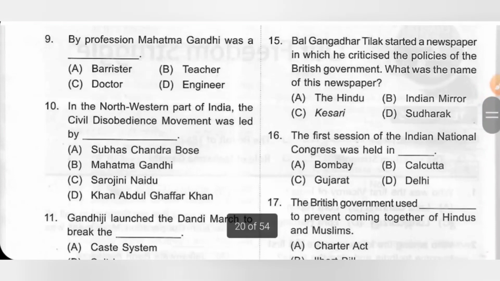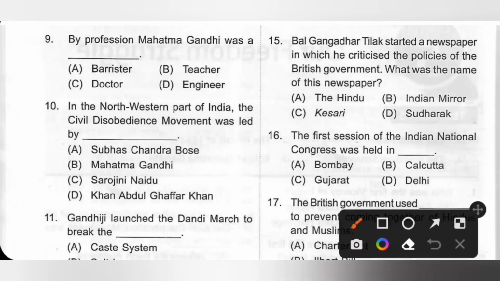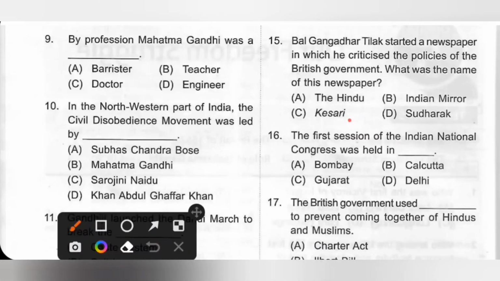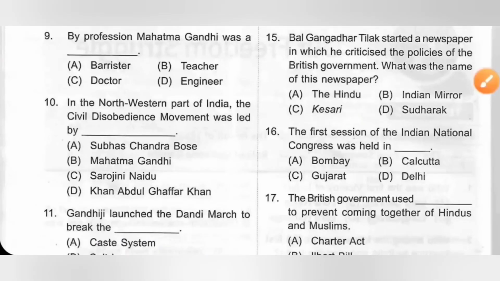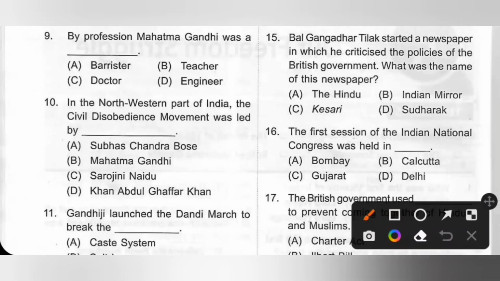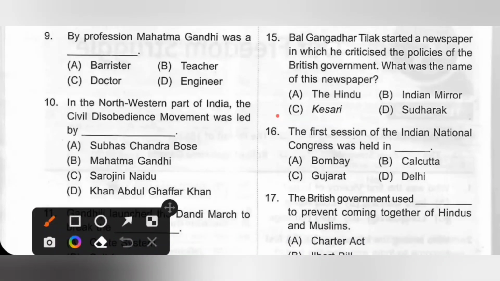15th, Bala Gangadhar Tilak started a newspaper in which he criticized the policy of the British government. What was the name of this newspaper? Option A, The Hindu, B, Indian Mirror, C, Kesari, D, Sudark. So, the name of that newspaper was Kesari. Option C is the correct answer.